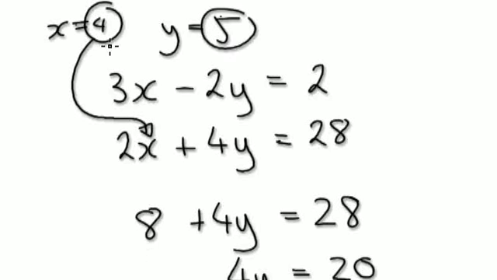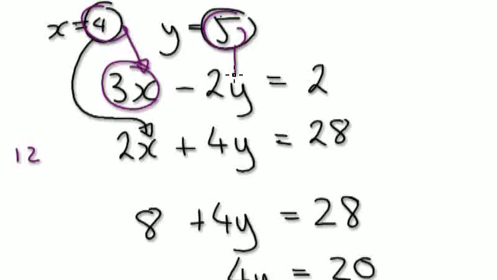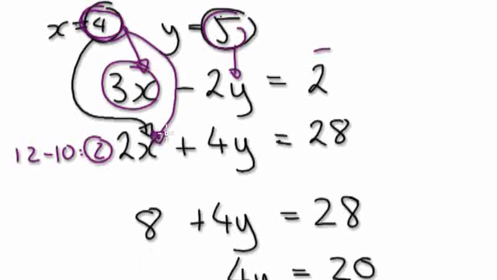Okay, and then just put everything back in here. Let's just check. So this here will be 12. Okay, and then put the 5 into here. 2 times 5 will be 10. So take away 10. So 12 take away 10 will equal 2.